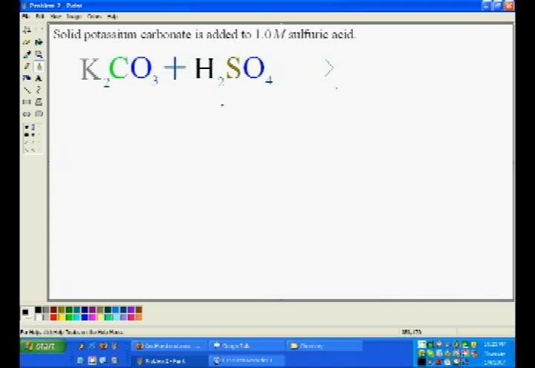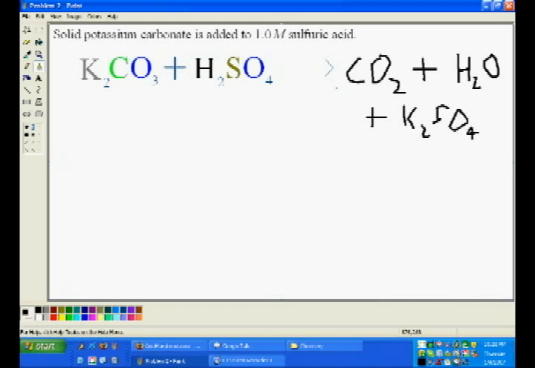What happens here is, since it's a carbonate, it yields carbon dioxide and water because when it mixes with the H2. So you get CO2 plus H2O, and then you get one salt, K2SO4. And those are the 3 products. K2SO4, potassium sulfate.